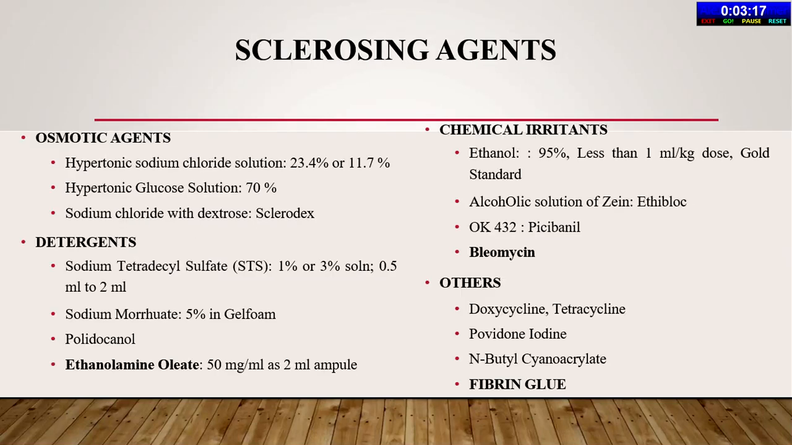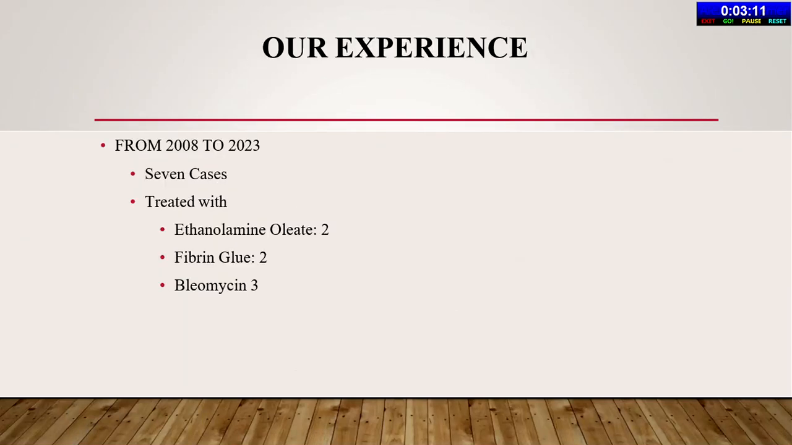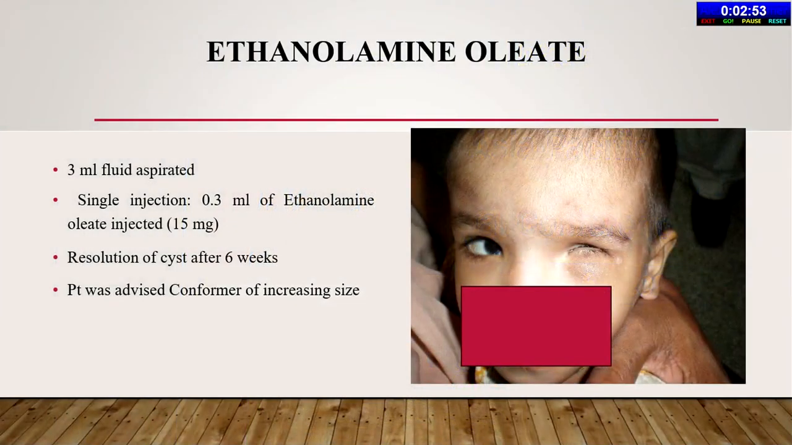Among the various sclerosing agents, we are using ethanolamine oleate, bleomycin, and fibrin glue in our cases. The study was done over the period of 2008 to 2023. We included 7 cases, in which 2 were with ethanolamine oleate, 2 with fibrin glue, and 3 with bleomycin. This is the first case, in which 0.3 ml of ethanolamine oleate was injected. Resolution of the cyst was noted at 6 weeks.